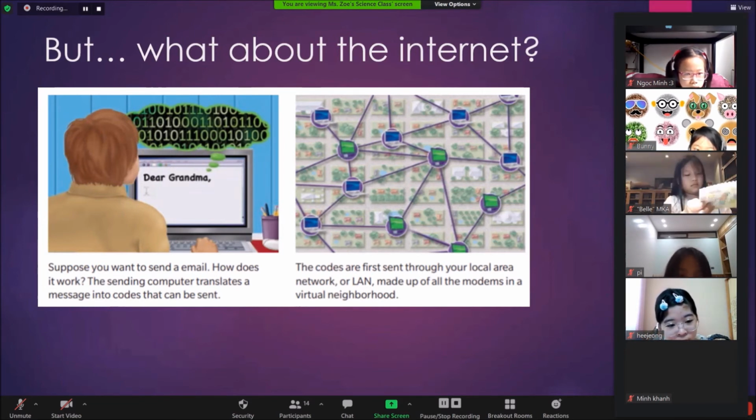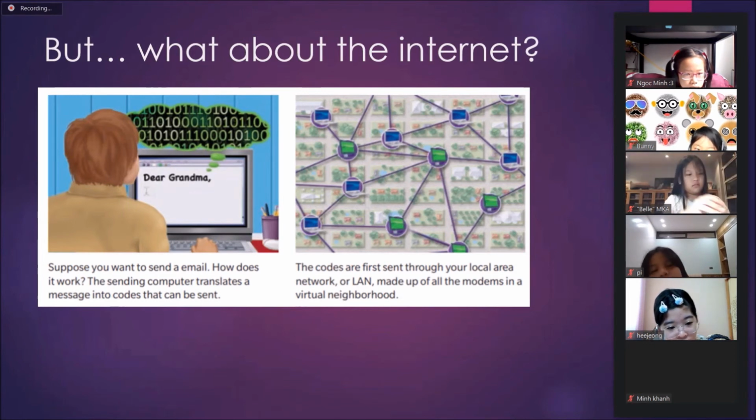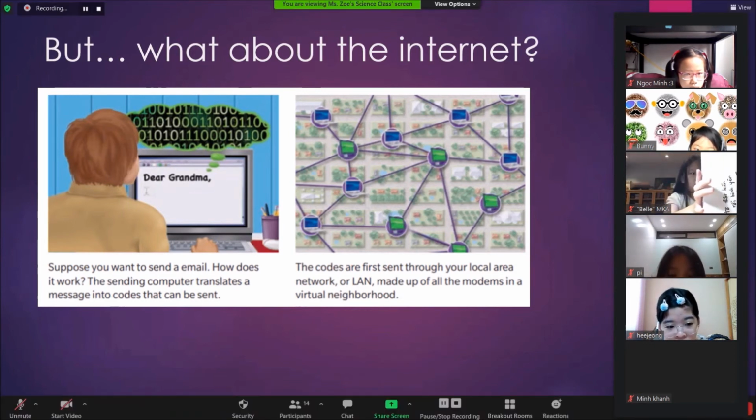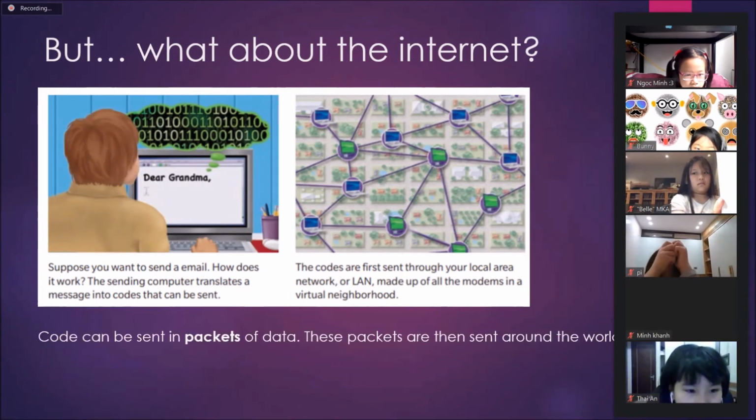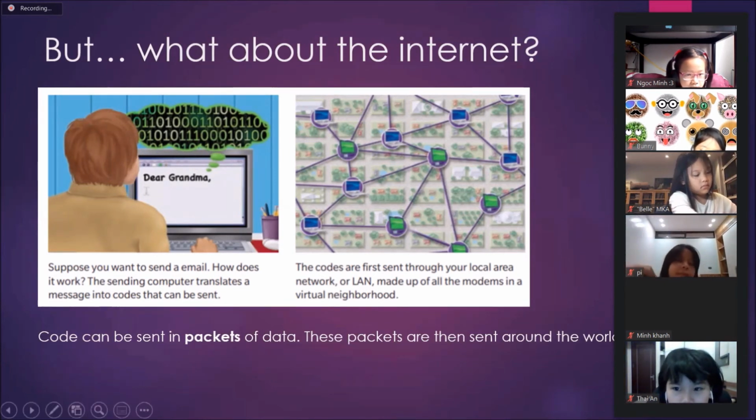The codes are first sent through your local area network or LAN. Don't worry about that too much. That's basically a network of modems, so it pings it all around to get it there as fast as possible. Codes can be sent in packets of data. Packets, right? That's what I want you to remember there.